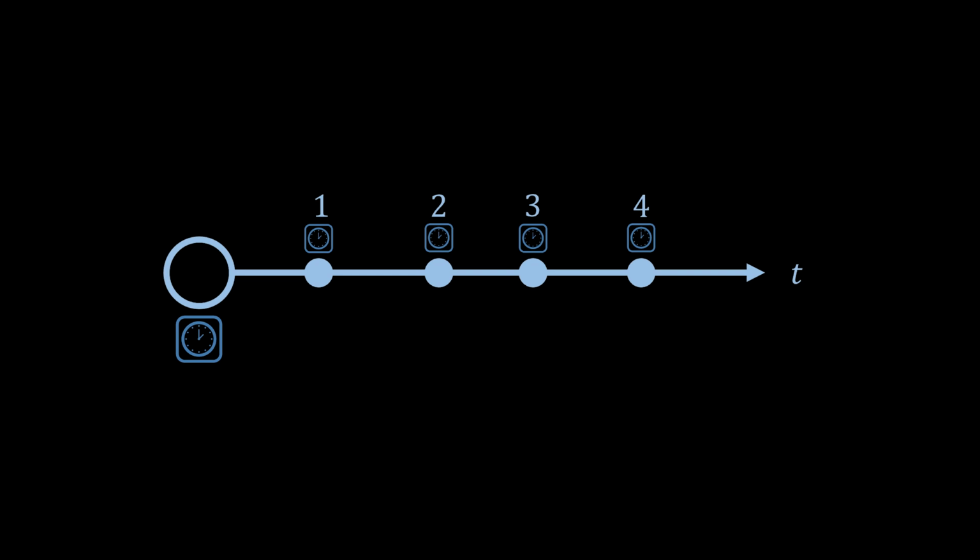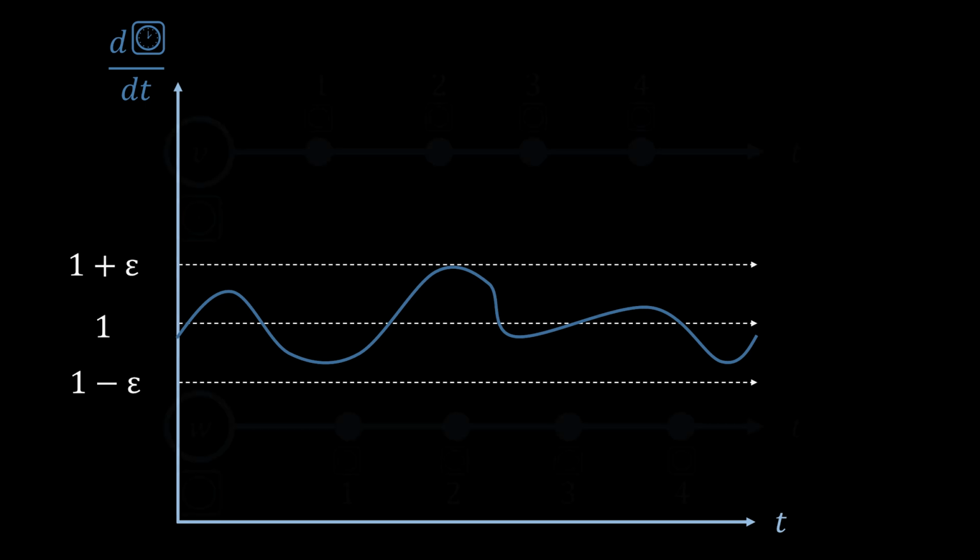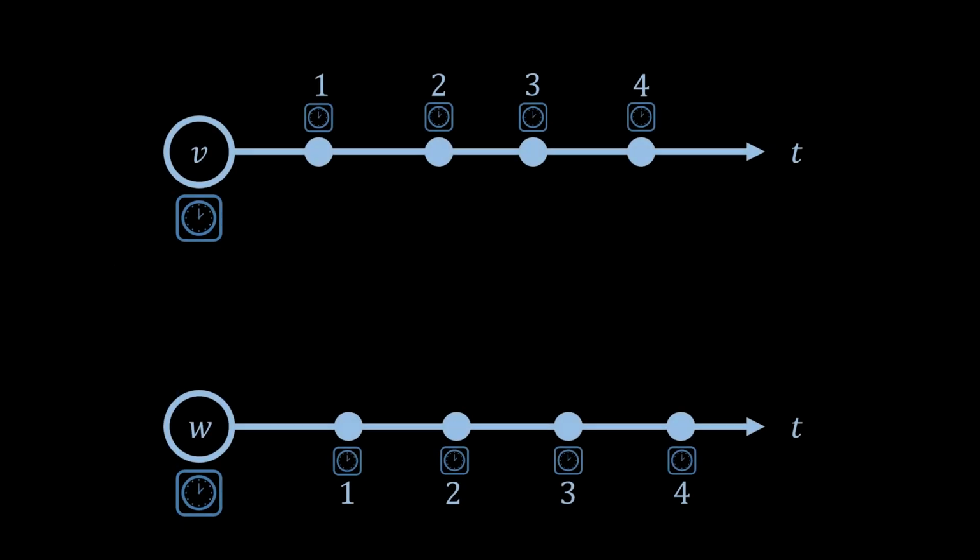As we can see here, the real time that passes between increments of the clock value is not guaranteed to be the same. These deviations occur because clocks have a limited precision, which affects their accuracy over time. In other words, the rate at which the clock value changes is itself a function of time. We assume that there is some small parameter epsilon such that the clock rate is always between 1 minus epsilon and 1 plus epsilon.